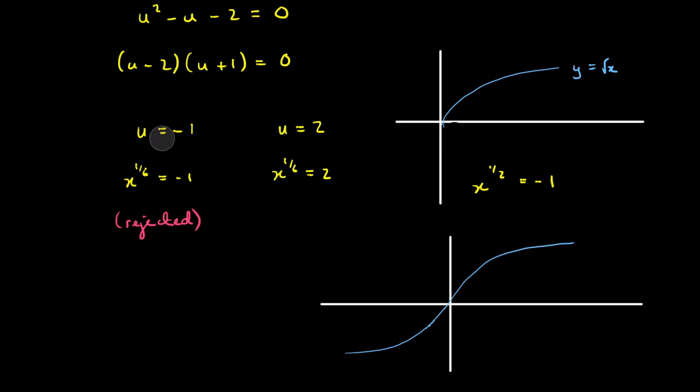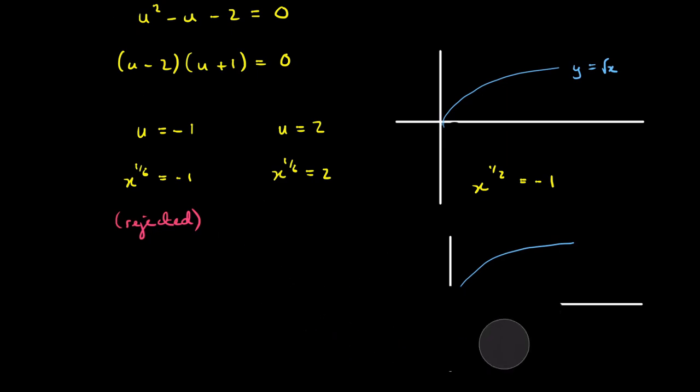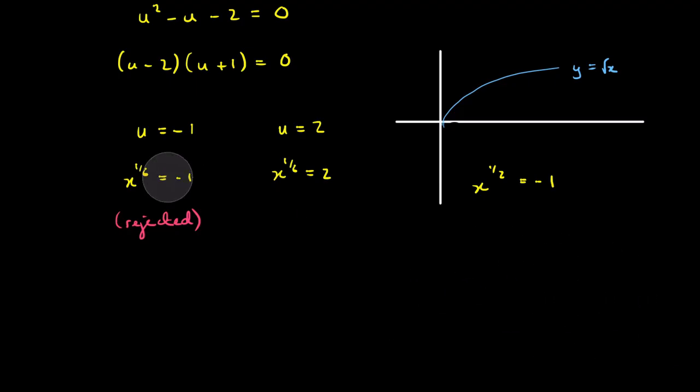All right, so that's just an explanation for that, because I'm guessing that's going to confuse some of you. So we end up with x to the power of a sixth is equal to 2. So x is going to be equal to 2 to the power of 6, and 2 to the power of 6 is going to be 64. Okay, so that is the answer.